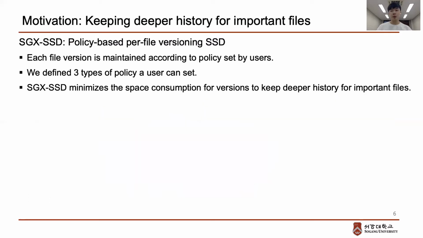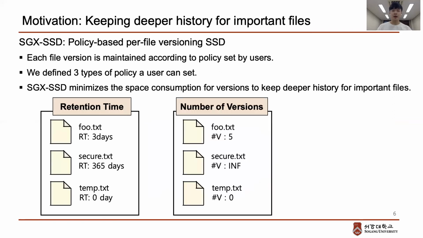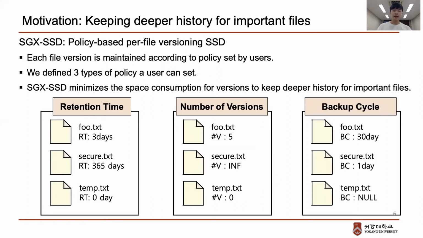To solve the existing problem, we propose SGX-SSD. SGX-SSD is a policy-based per-file versioning SSD. Each file version is maintained according to the policy set by user. We define 3 types of policy user can set: retention time, number of version, backup cycle. Number of version is the maximum version to keep. The backup cycle refers to the cycle of storing files. In this way, SGX-SSD minimizes the space consumption for version to keep deeper history for important files.